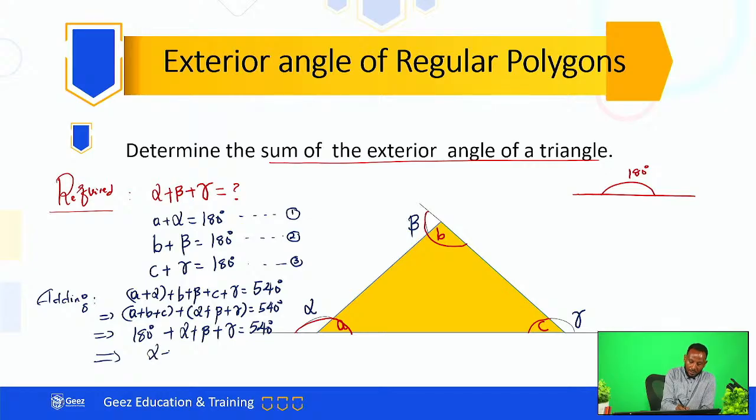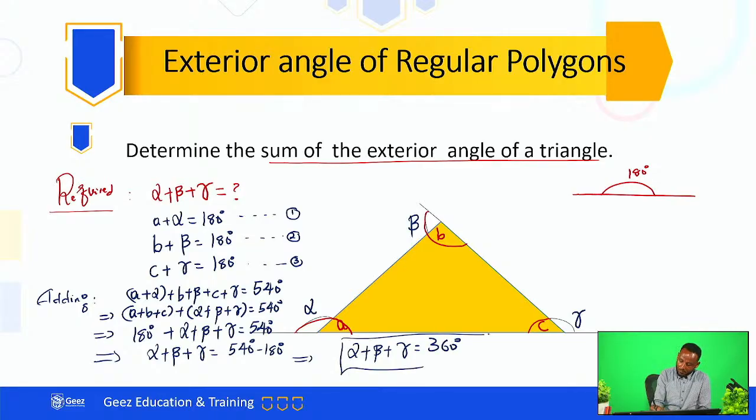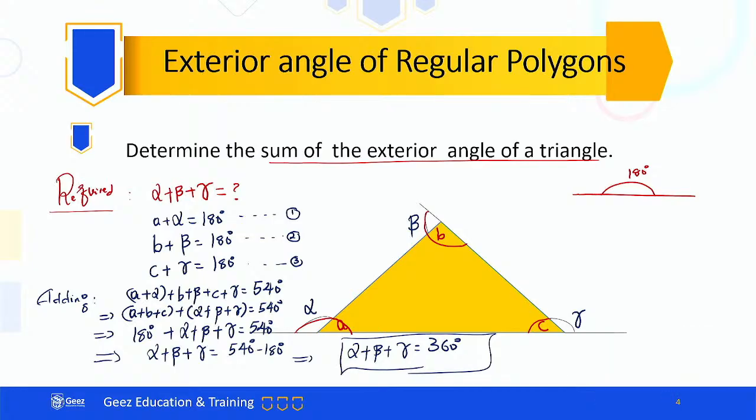And finally, we will have the following. Alpha plus beta plus gamma becomes 540 degrees minus 180 degrees. If I just calculate it, you will get the sum of alpha plus beta plus gamma is the difference of 540 and 180 degrees, which is 360 degrees. This is the sum of the measure of exterior angles of a triangle, which is 360 degrees. That's the calculation. Hope you understand me.